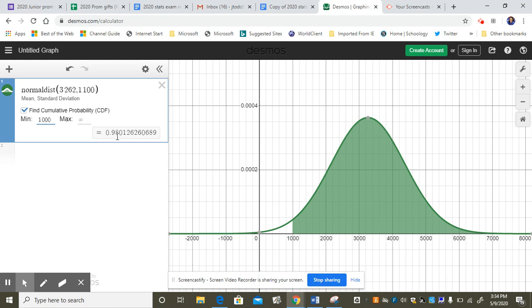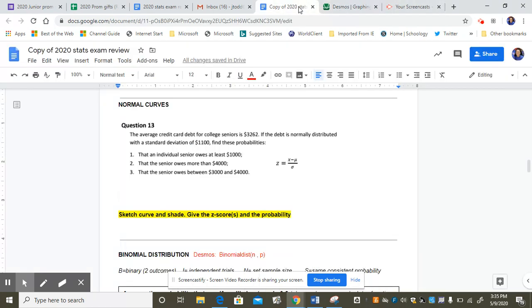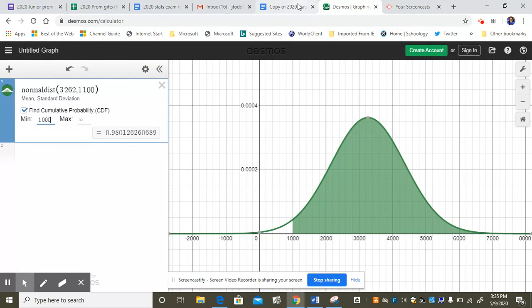That is the answer. But I would like you to calculate the z-score as well, and I can go over that with you guys in Google Meet if you have any questions. So the answer to number 1 for this question is 0.98.